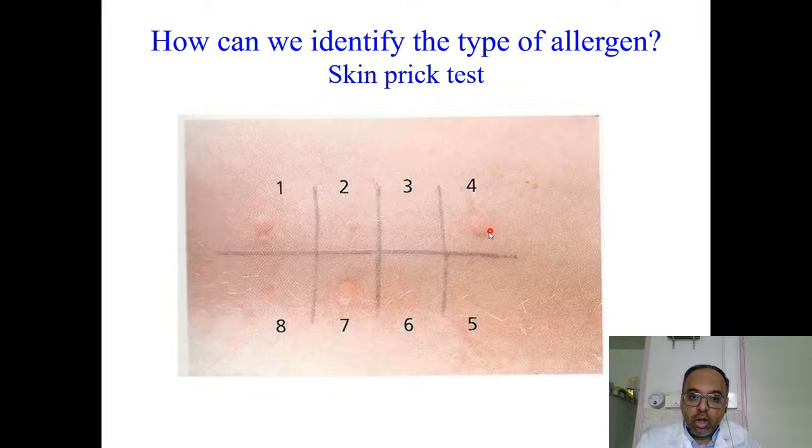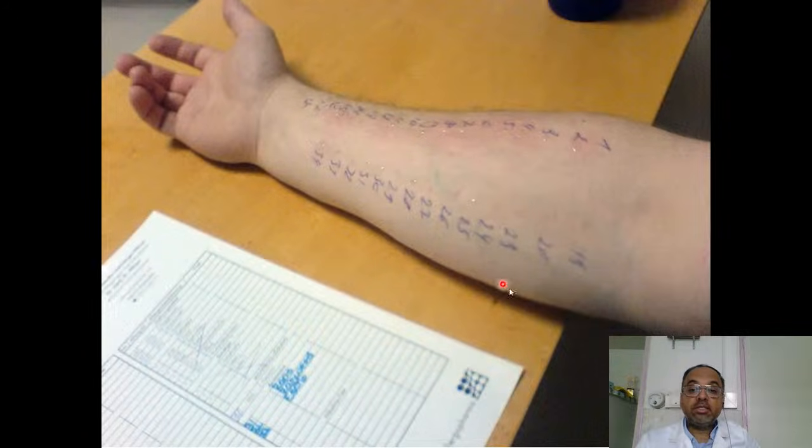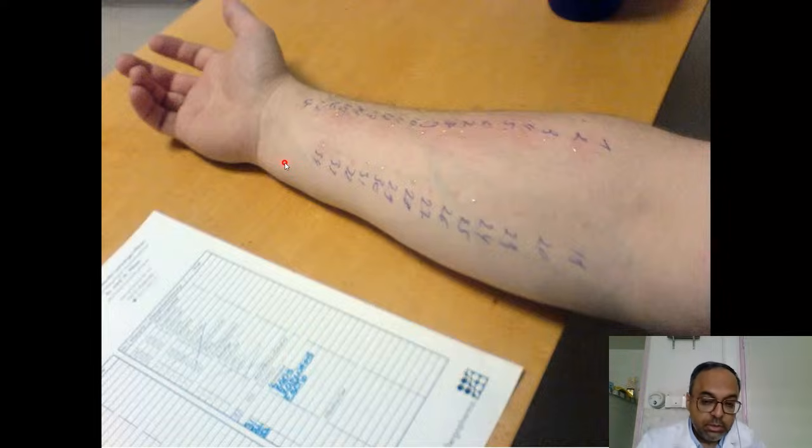For number 4, we also see a bump. And for the ones down here, we don't see any bumps. So this is how we test the person for allergens. And this is basically a better picture showing many more different types of allergens. So one, two, three, four, all the way to the end. So you have different extracts of these allergens in an aqueous medium, and then you put it on the skin, and using a tiny needle, you drive a little bit of the antigen inside the skin, and then you wait for 20 to 30 minutes to see if there is any response.